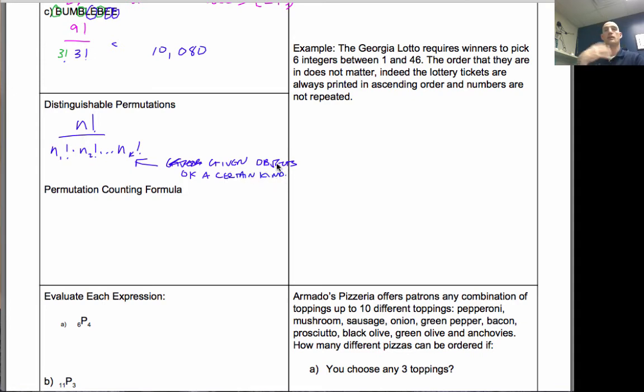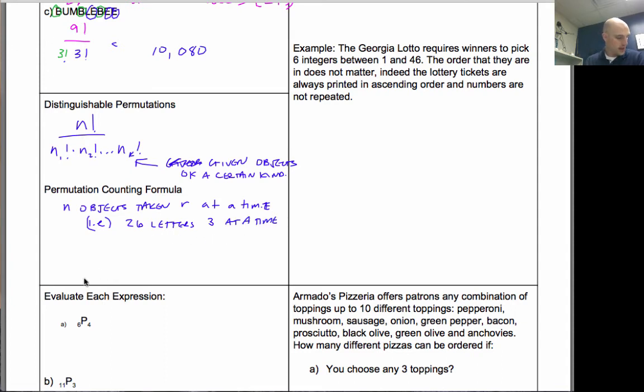Okay, so in that bumblebee example, I had 2 different objects that were repeated 3 times each. The permutation counting formula is n objects, take an r at a time, and that would be like 26 letters in the alphabet, 3 at a time.